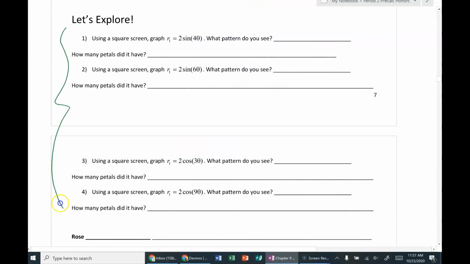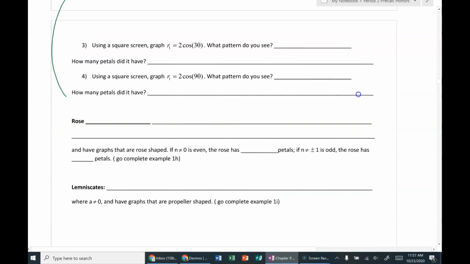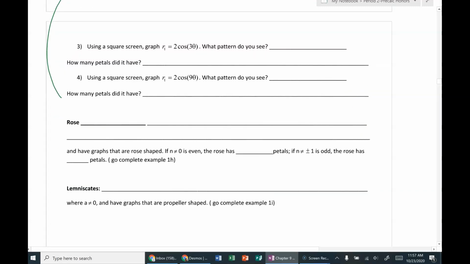Go ahead and bust out your technology and graph it out. It's kind of fun. I like this one, so I think you'll enjoy this one as well. Once you're done, go ahead, unpause, and then let's define our definition for a rose.